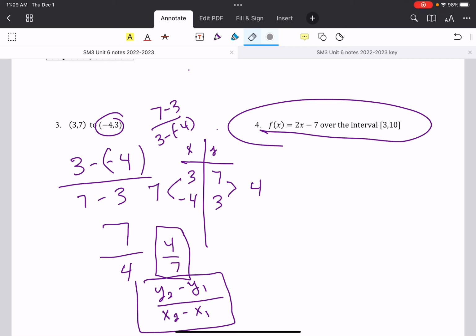That was number 3. Now looking at number 4, how would we solve over that interval? I want 2 thoughts from this. There's 2 thoughts that we could have.